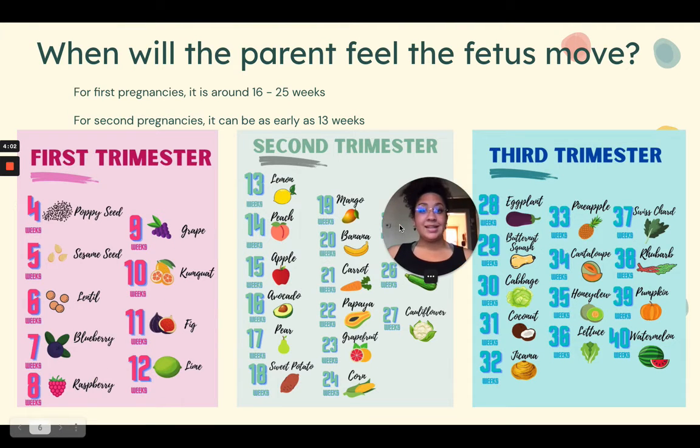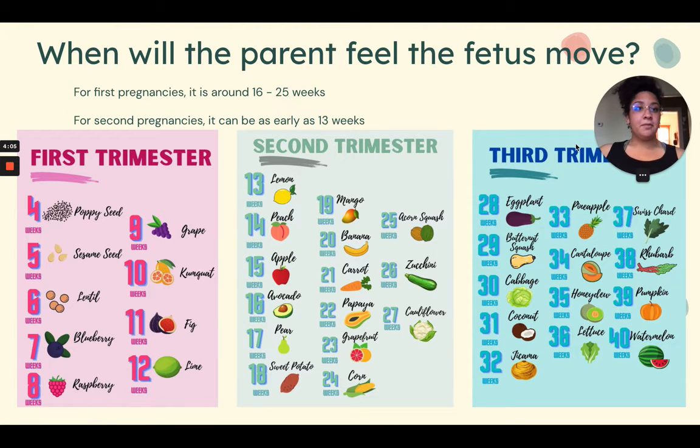Okay, so when exactly will the parent feel the fetus move? That's around 16 to 25 weeks for first pregnancies. And then for second pregnancies, it can be as early as 13 weeks. So it occurs earlier. Doesn't necessarily have to be 13 weeks. It can be later. But usually for second pregnancies, you feel the baby move, or the fetus move, earlier.